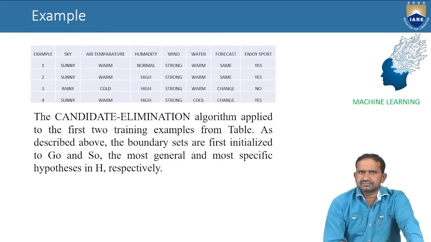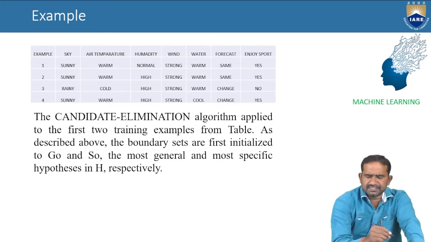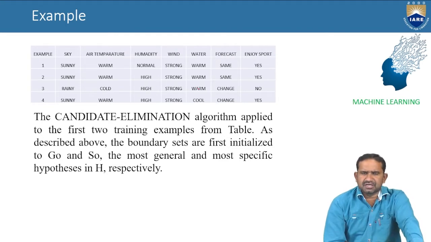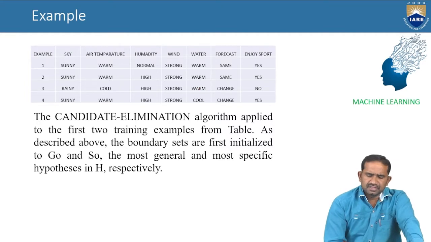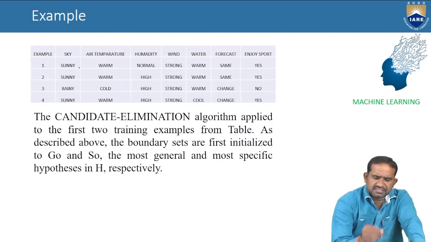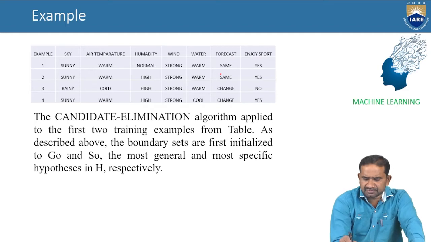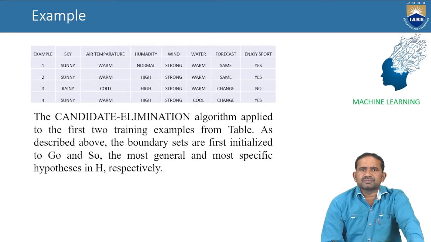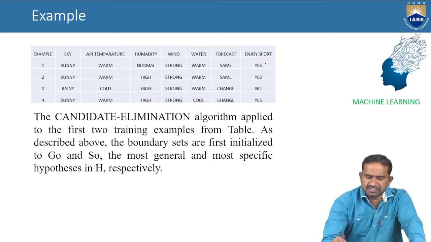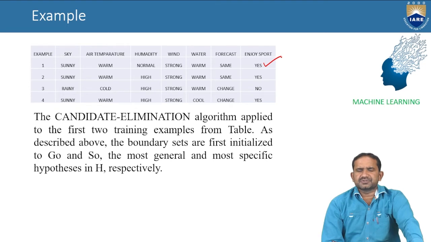Wherever we check it, this training example you can check. The first training example has some attributes and attribute values. First is the sky, attribute value is sunny, air temperature is warm, humidity is normal, wind is strong, water is warm, and forecast is same. Based on these attribute values, enjoy water sport is yes.